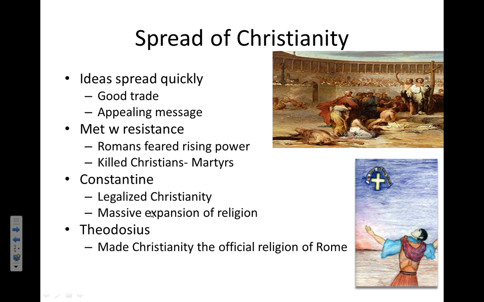So Christianity begins to spread after that. It spreads very rapidly. The reason for that is that it spreads while people are trading and communicating with each other. Also, as I've mentioned already, it has a very appealing message. At first, it's met with a lot of resistance. Romans feared the rising power of Christianity, and they began killing a lot of Christians. People that are killed for their faith are called martyrs. And 2 emperors are important in Christianity's movement. Constantine, the guy that saw the cross in the sky before he beat an invading army, is famous for legalizing Christianity. This is a massive expansion of the religion. Next is Theodosius. He's important because he made Christianity the official religion of Rome.